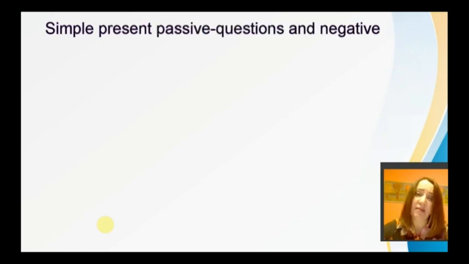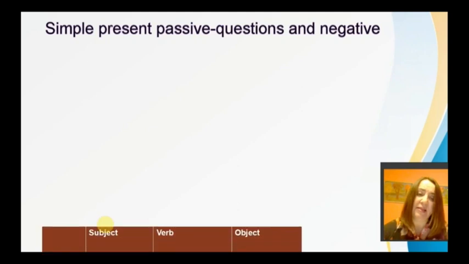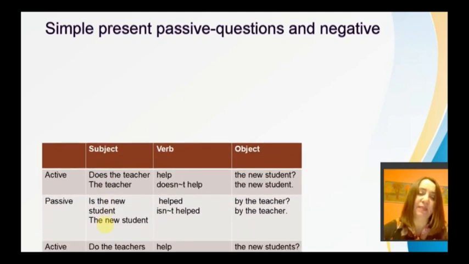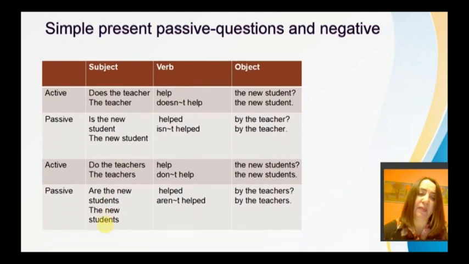Questions and negative form. Simple present passive. Let's see another table. Singular active: Does the teacher help the new student? Questions form. The teacher doesn't help the new student. Negative form. Passive: Is the new student helped by the teacher? The new student isn't helped by the teacher.